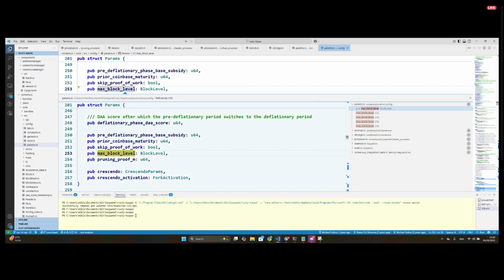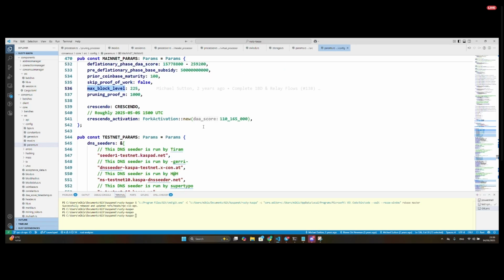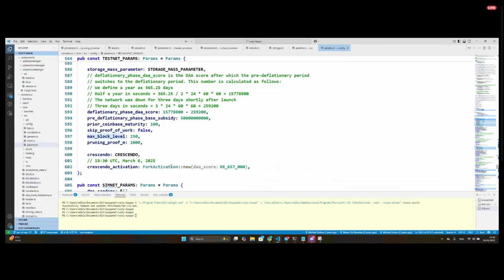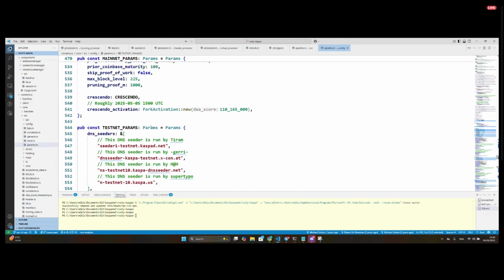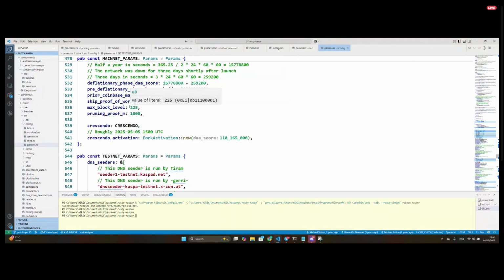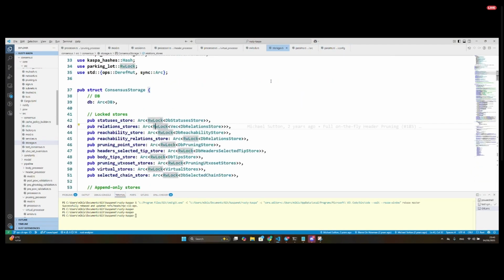So max block level is 225, actually. Yeah, so 30 zeros. And on testnets, we only assume a higher number, like 5. Anyway, max block level would be that array I showed you. The storage one is going to have 225 entries in the case of mainnet.